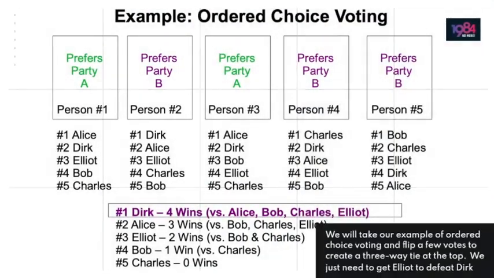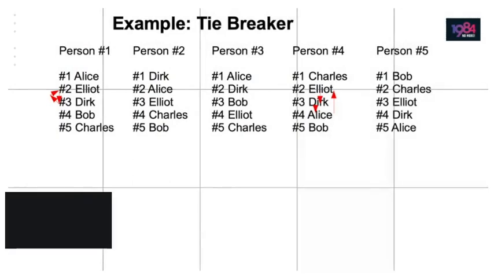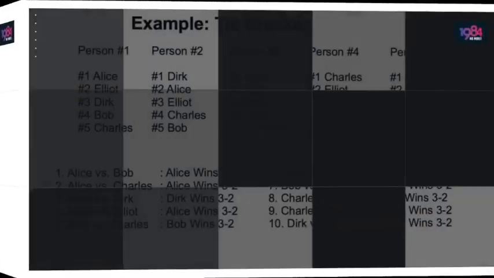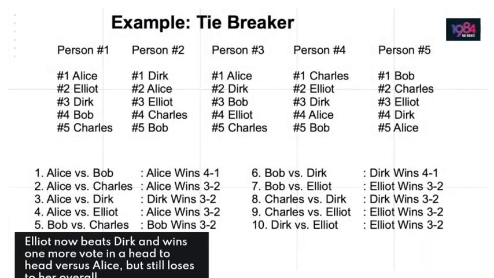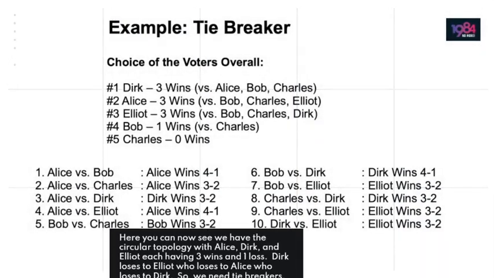We will take our example of ordered choice voting and flip a few votes to create a 3-way tie at the top. We just need to get Elliot to defeat Dirk without flipping any other elections. We do that by flipping the choice of Elliot and Dirk for person number 1 and then shifting Elliot from below Alice to above Dirk for person number 4. Elliot now beats Dirk and wins one more vote in a head-to-head versus Alice, but still loses to her overall. Here you can now see we have the circular topology with Alice, Dirk, and Elliot each having 3 wins and 1 loss. Dirk loses to Elliot who loses to Alice who loses to Dirk.